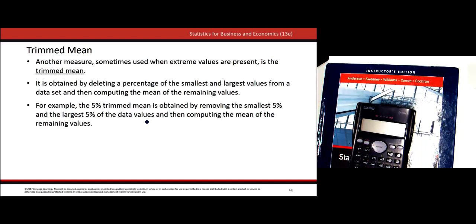The trimmed mean is preferred if we have extreme values in the data set. What is an extreme value? An unusually large or unusually small value in the data set.